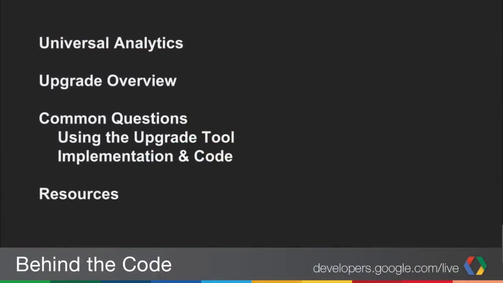Let's take a look at the agenda. So Nick's going to give us an overview of what Universal Analytics is. Second thing we'll do is we'll go through an overview of the upgrade itself. So what is it, why we're doing it, and just generally what the steps are. Next, we'll cover some common questions. We've been getting a lot of questions from developers about how to use our upgrade tool, what that process looks like. Also questions about implementation and code. So we'll go through that as well, and Nick will give us some tips and great context along the way. And then at the end, we'll give you some resources that you can go to after the video, so if you have questions or want to find out more about a particular topic of the upgrade, you can check out the resources and learn more.